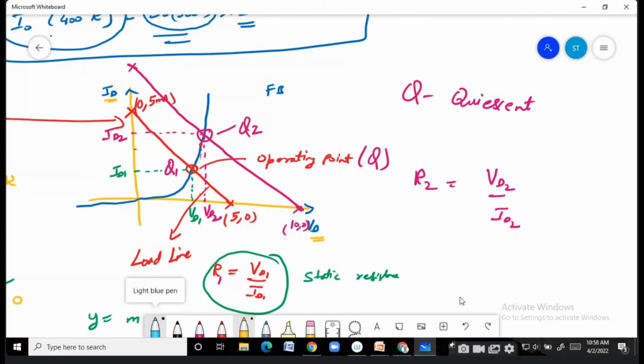What do you expect the load line to look like? If I keep my voltage at 5 volts, what do you expect the load line to look like?